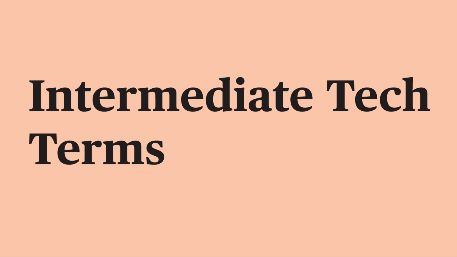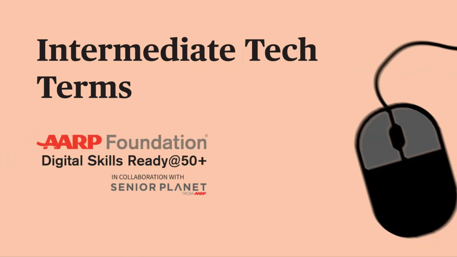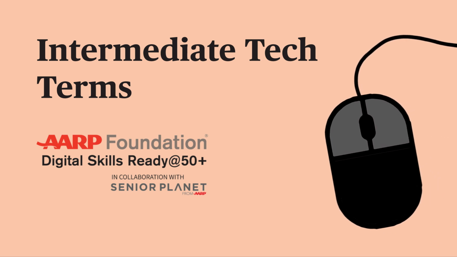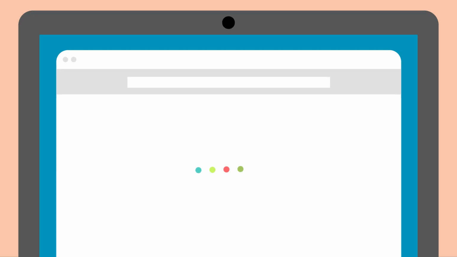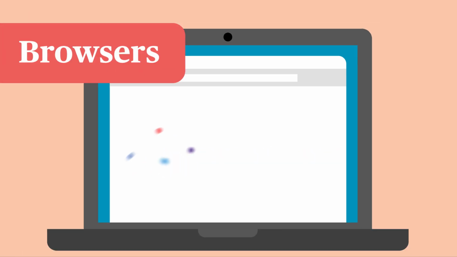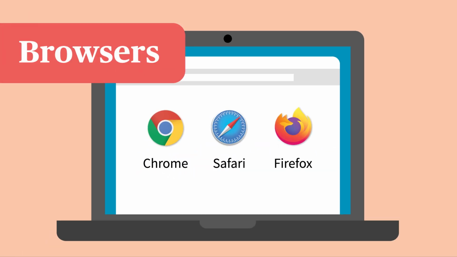We are living in a digital world, especially at work. AARP Foundation is here to help you get digital skills ready with a few tech terms about the internet. No matter what kind of work you're doing, chances are you'll need to use the internet. You can search for websites on the internet through what's called a browser. Popular browsers include Google Chrome, Safari, and Firefox.